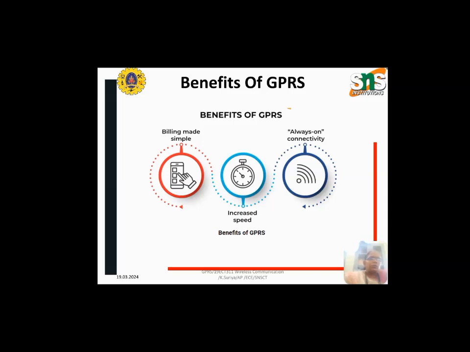The next one is always on connectivity. Another benefit is that GPRS is always available. A GPRS connection can be used whenever it is needed. It was also the fastest network ever seen when it was first launched.